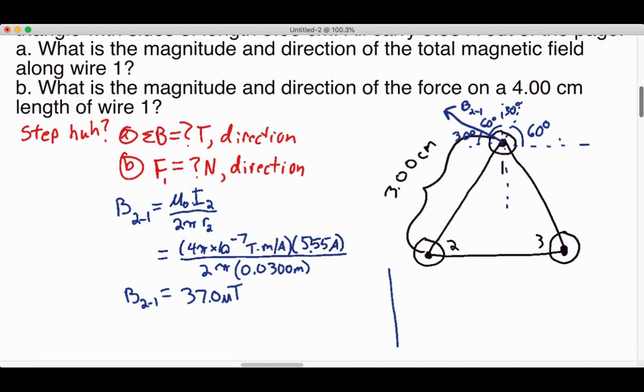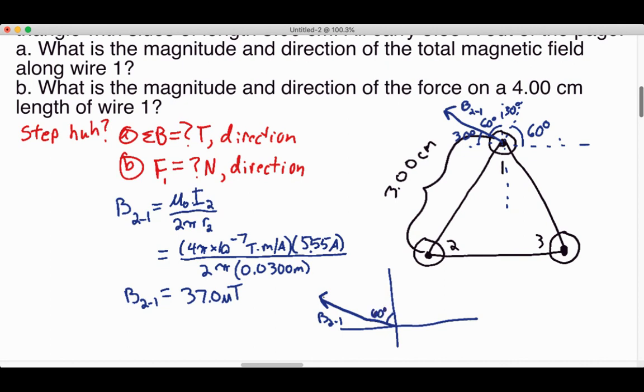So again, this is a step 0. This is not a drawing of what's actually happening. This is trying to figure out the components of things. So here is B21. So that's going up and to the left. So that must mean, and this is 60 degrees in here.